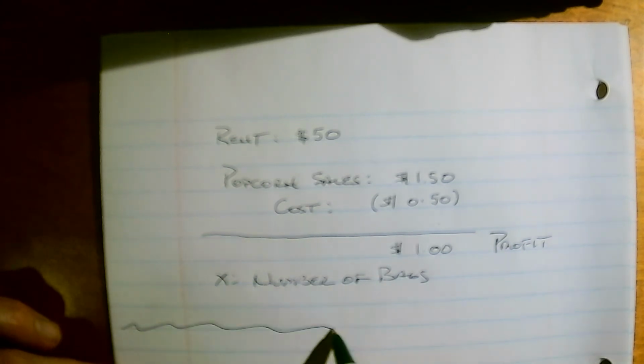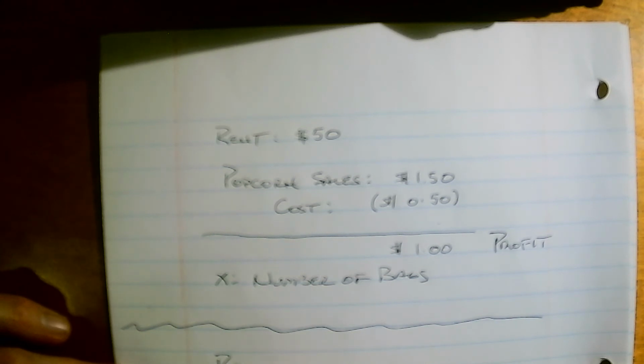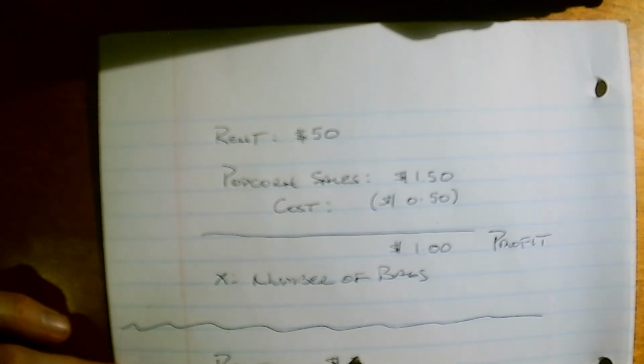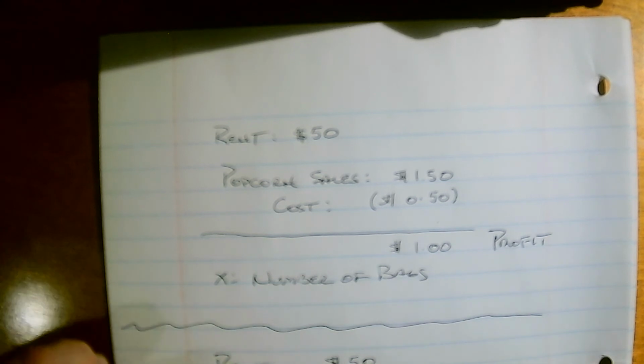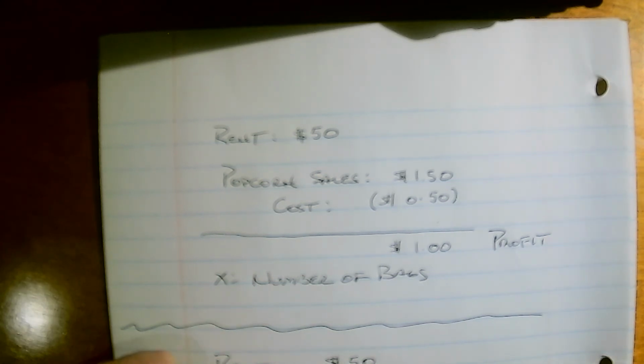Another way of looking at this might be that the rent is $50 and the sale of each bag is $1.50 per bag, and the cost of each bag is 50 cents. So the number of bags times this, minus the same number of bags times this, has to be greater than $50. So either approach, I think you're able now.